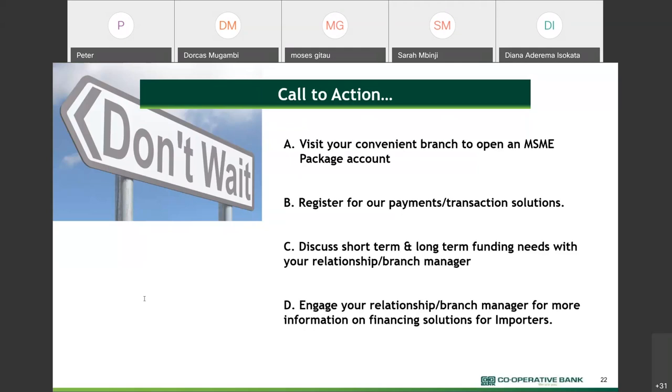Wilson Travels is asking, if I want to access your tailor-made solutions, do I walk into any Copbank branch? Or can you share contacts, or which bank or which branch are you located in? I think Moses had already touched on this. You can walk into any branch and speak to the branch manager, but alternatively, we will also be sharing the contacts of the team on this call. Thank you very much. That's it from YouTube. Over to you, Moses and or Dorcas, to address the questions.